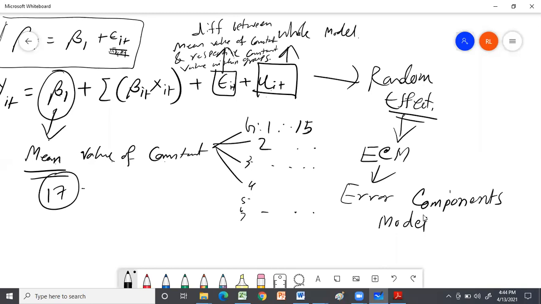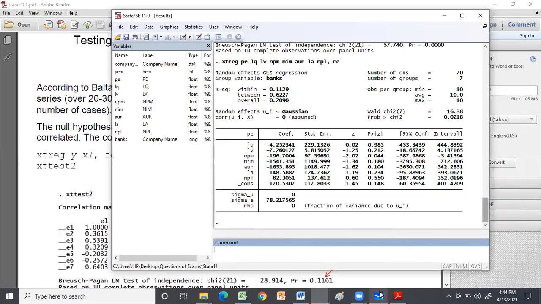Error components model, okay, because there are 2 error terms. One error term is for the entity, another error term is for the overall regression model. Now when you have estimated your regression model here, you can see the output is very poor here also, because here the overall R square is almost fixed effect model.